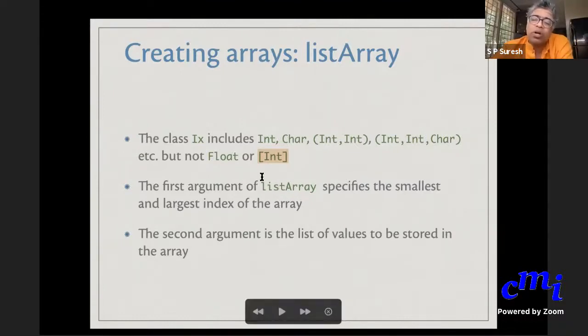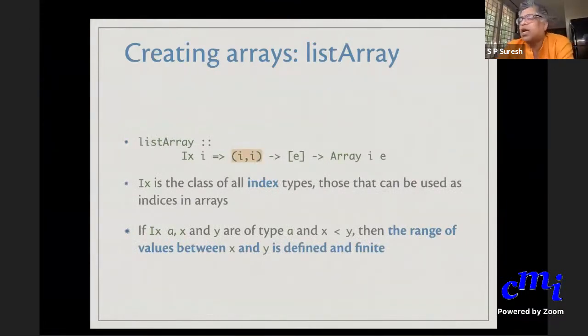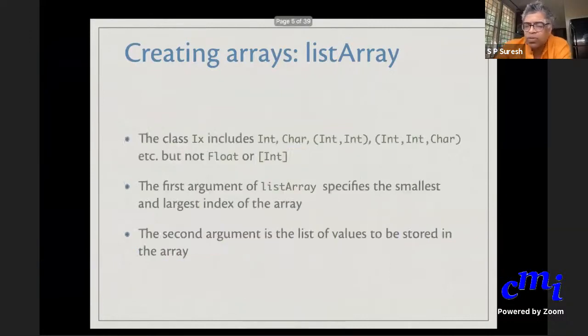So now basically this is it. If you go back to a previous slide, in the call for list array, the first argument is a pair of elements from one type I, and that type I has to be an index type. Typically, it will be 2 numbers, or in some problems pairs of numbers, as we will see. And this is a list of elements of the type whose value is stored in the array. So that is the value type. These are the index types.